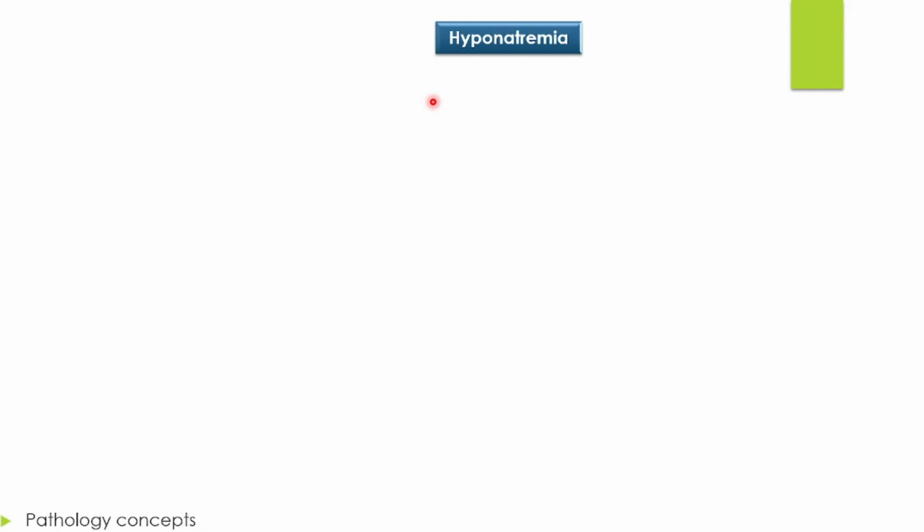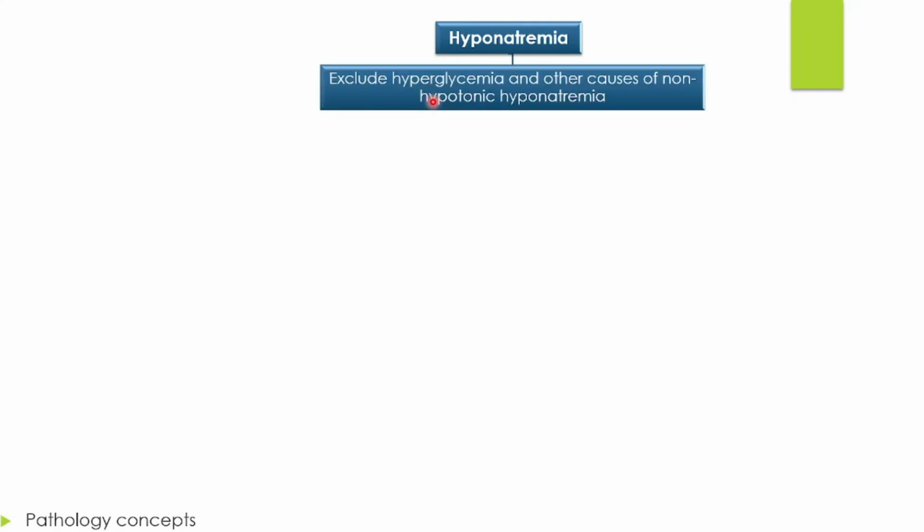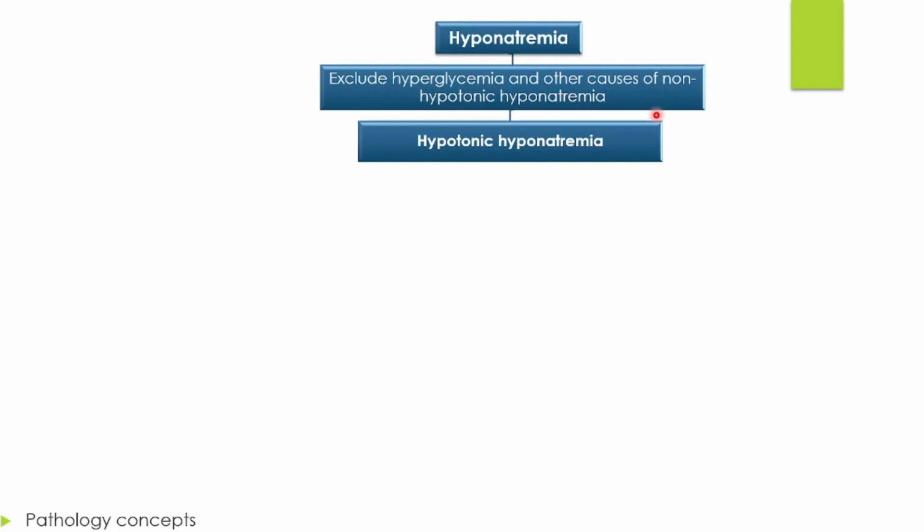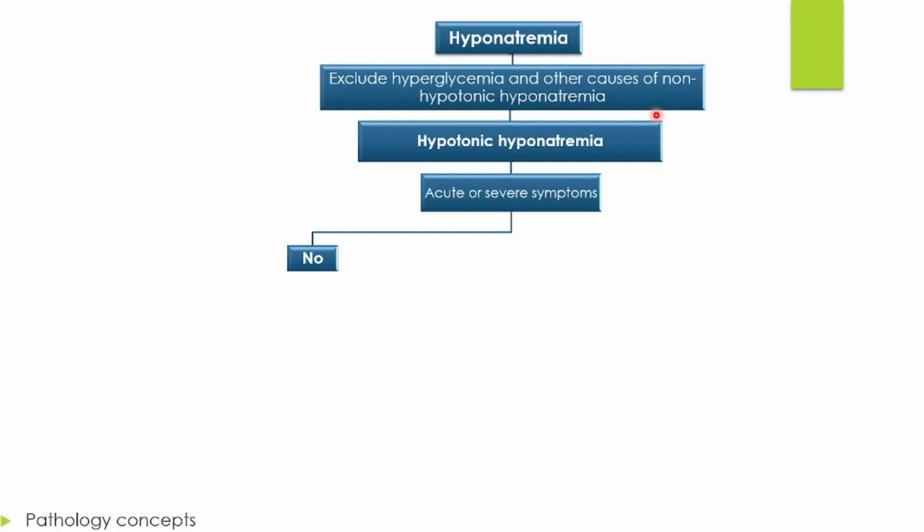Let's learn in detail about hypotonic hyponatremia. So when you see a patient with hyponatremia, first exclude hyperglycemia and the other causes of non-hypotonic hyponatremia. And when hypotonic hyponatremia is confirmed, then ask or observe, are there any acute or severe symptoms? If the answer is no, then conduct the urine osmolality.